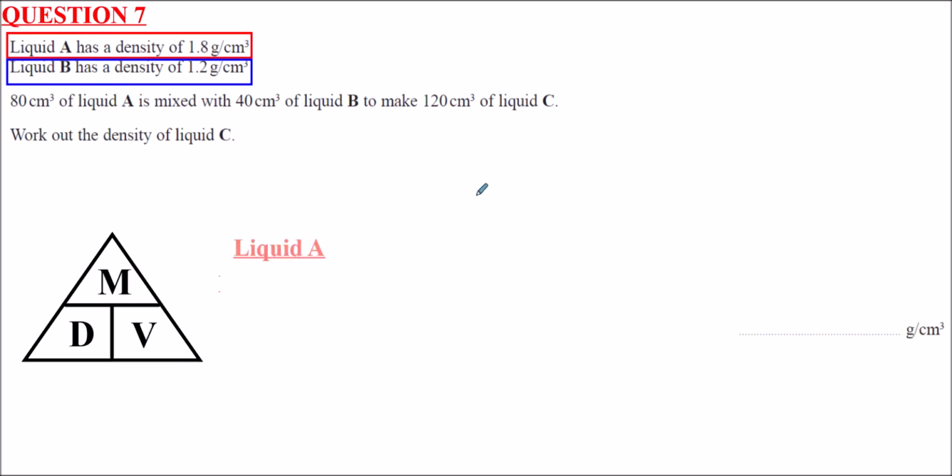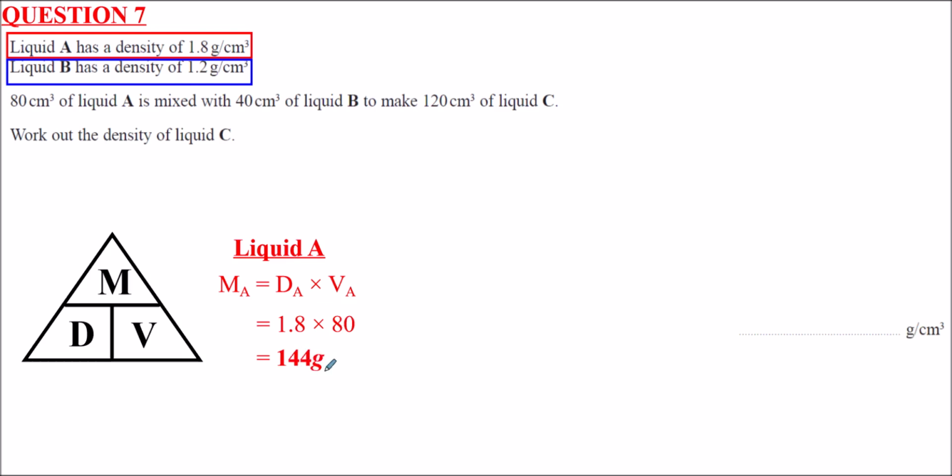So thinking of liquid A for a second, using this formula triangle, if we cover up the mass, mass is density next to volume, so it's density multiplied by volume. So for liquid A, the mass of liquid A will be the density of liquid A, which is 1.8, multiplied by the volume of liquid A we're going to be mixing, which is 80 cubic centimetres, and that gives us a mass of liquid A of 144 grams.